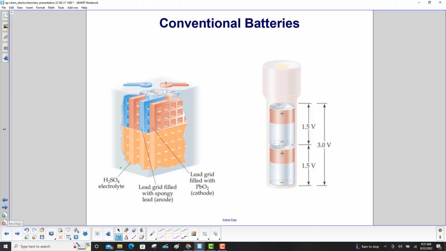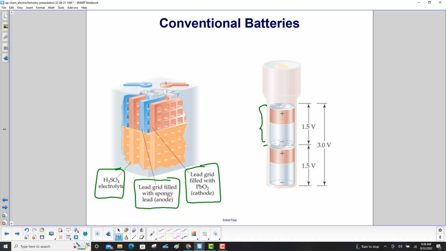Conventional batteries have an electrolyte, and then they have, for example here, a lead grid filled with spongy lead, that'll be the anode, and then a lead grid filled with lead dioxide, which will be the cathode. And you've got one battery here, another battery in series. Each one is 1.5 volts, so since they're in series, you add them, and they provide a total of 3 volts to this flashlight here.